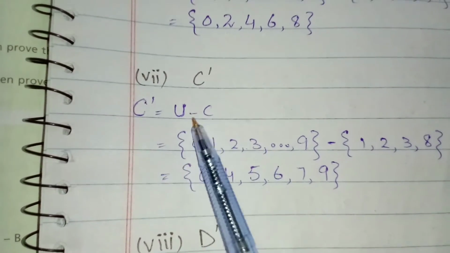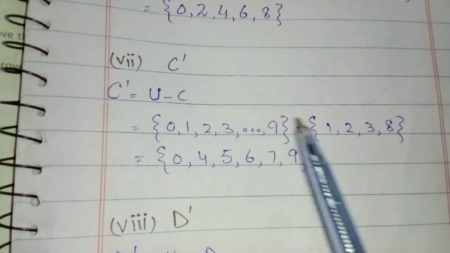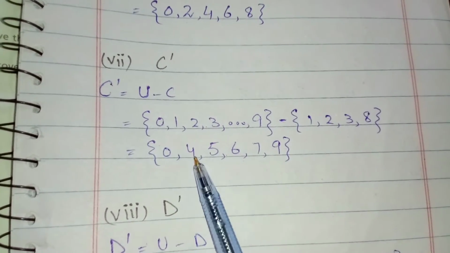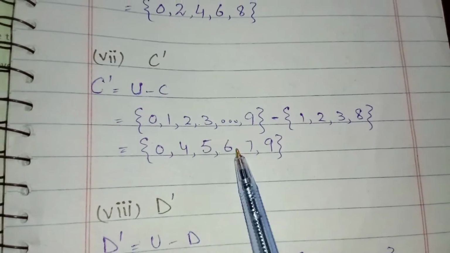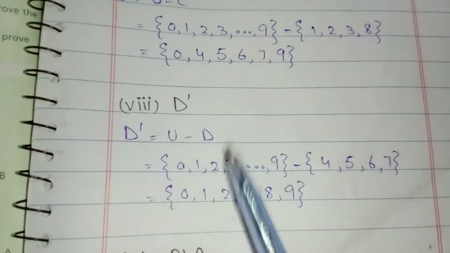Part number 7, C complement. C complement is U minus C, and the universal set is 0, 1, 2, 3 and so on up to 9, minus C, which is 1, 2, 3, 8. So the common elements are not written. 0, 4, 5, 6, 7, 9 are those elements which are contained in the universal set but not in the set C. D complement is the same.